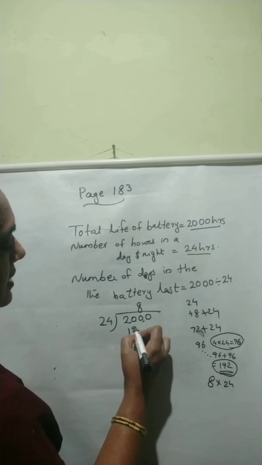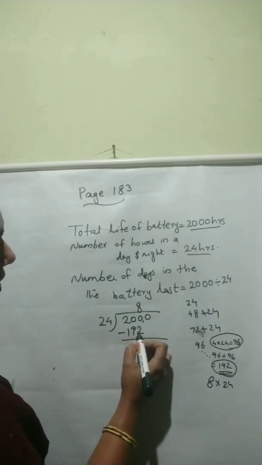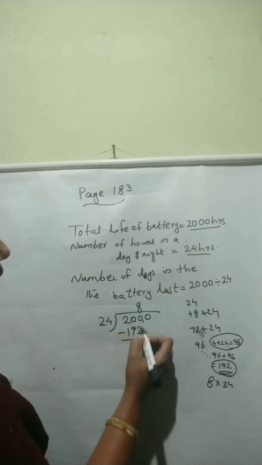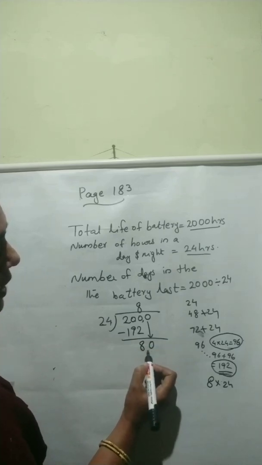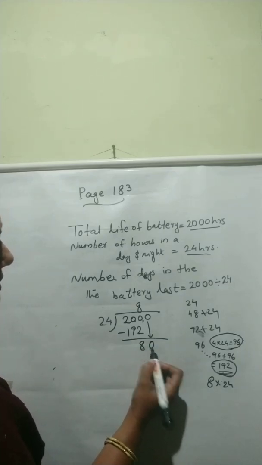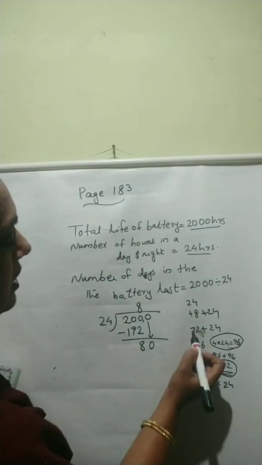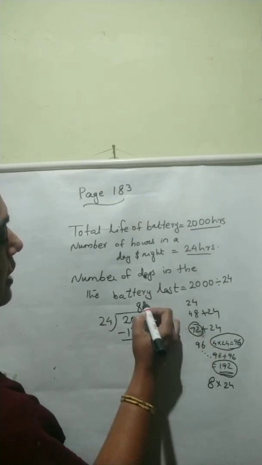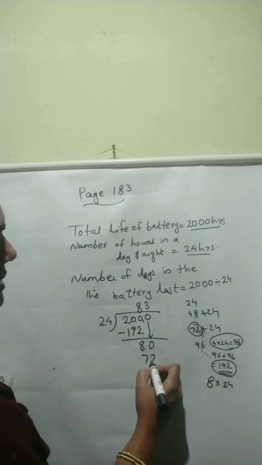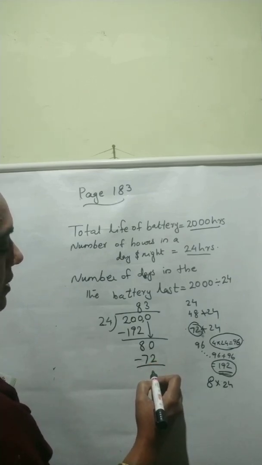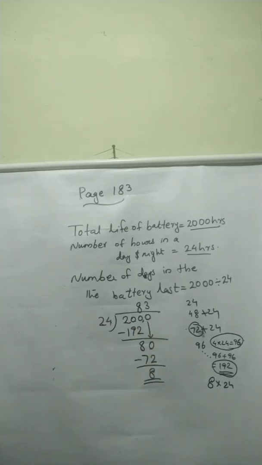So we write 192. Now we subtract this 192 from 200. We will get 8. Then write down this 0, making 80. Now we have to consider 80. 80 is greater than 24. Here it is 72, 3 times 24. 3 times 24 is equal to 72. So we write that, subtract, and get 8. So we can say 83 days will be there.